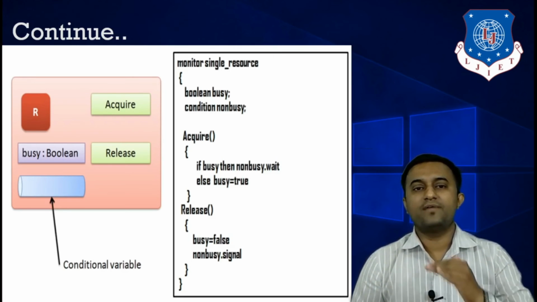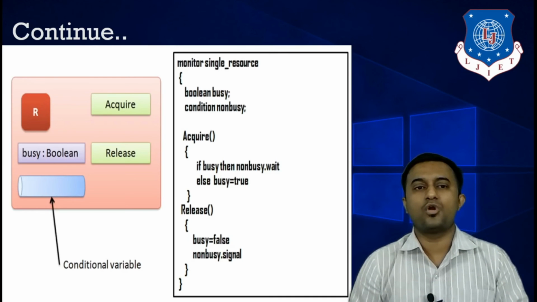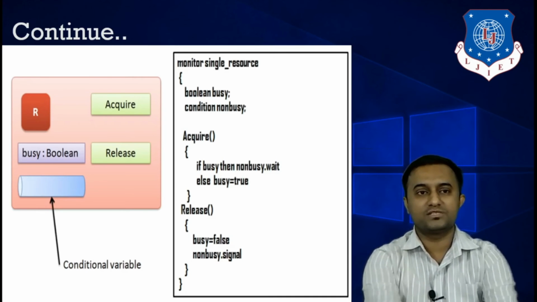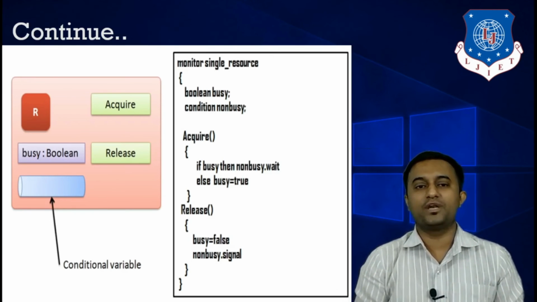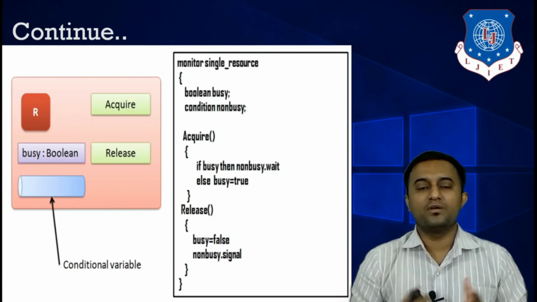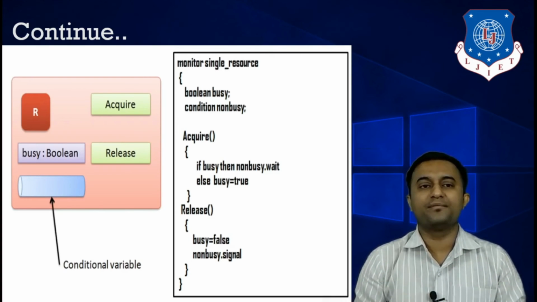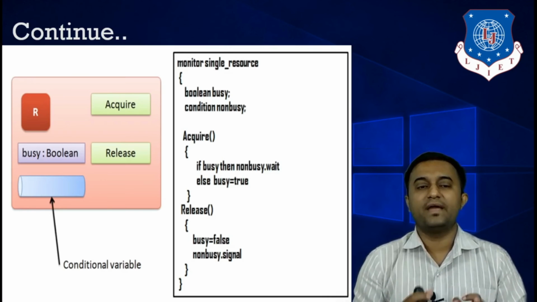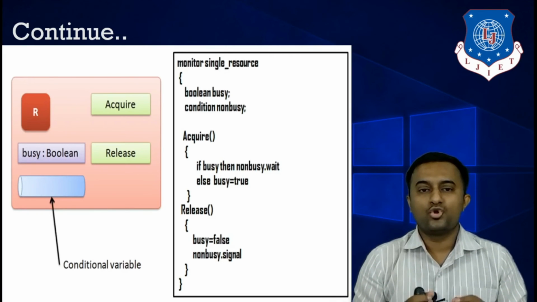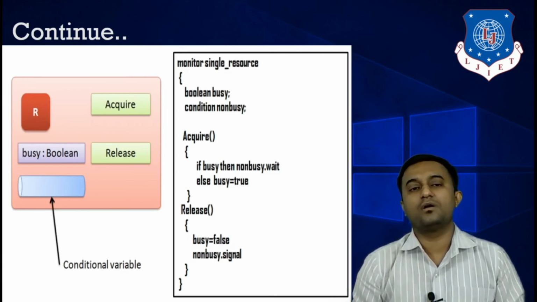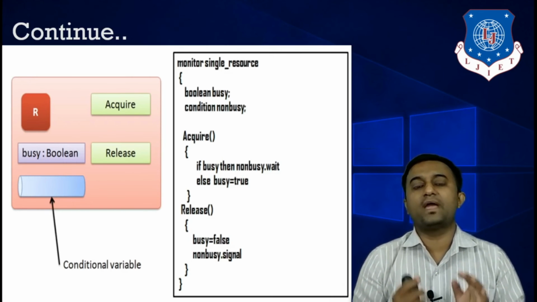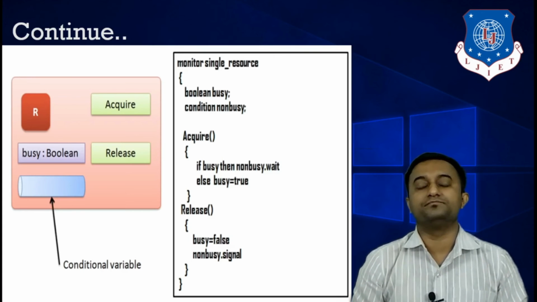Fine. And when we are talking about release, when release is called, what will release do? Once the resource has been used by a process, now we need to call release. So release will make the value of the busy variable false, and it will call non-busy dot signal, so that another process which is waiting in the queue can resume its execution.